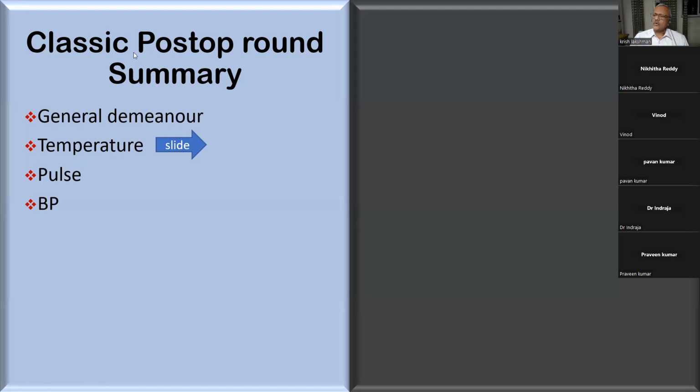What is that situation called when the difference between the systolic and diastolic is higher than usual? What is that parameter called? So pulse pressure. So if the pulse pressure is wide, what does it signify? Hypovolemia, sir. Yes. Okay.